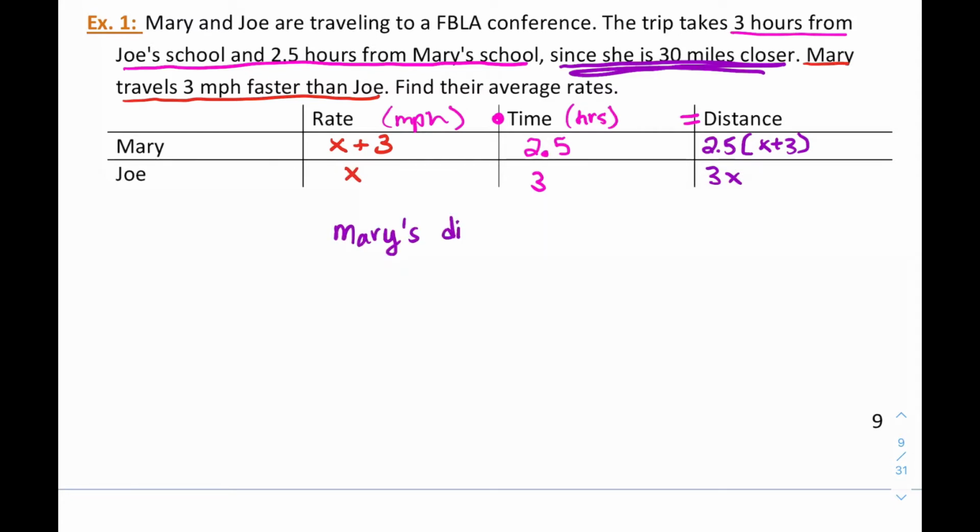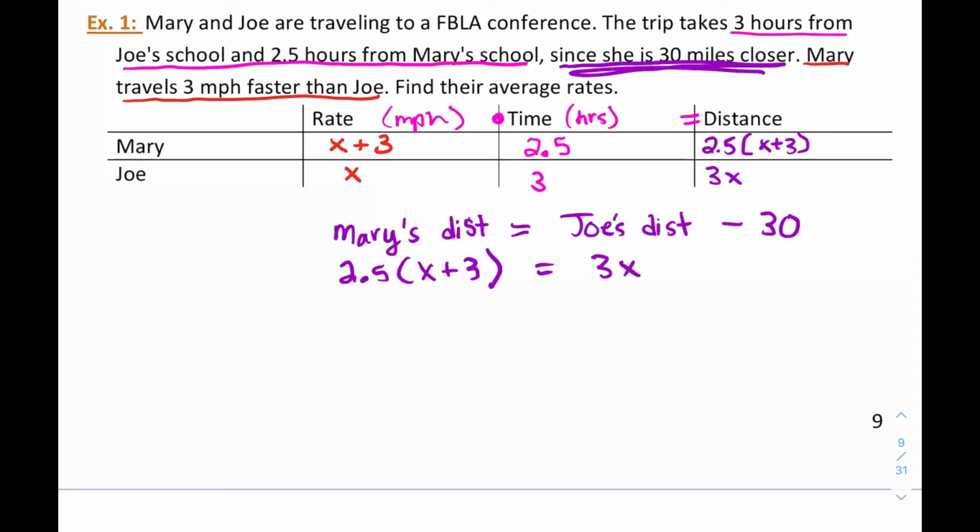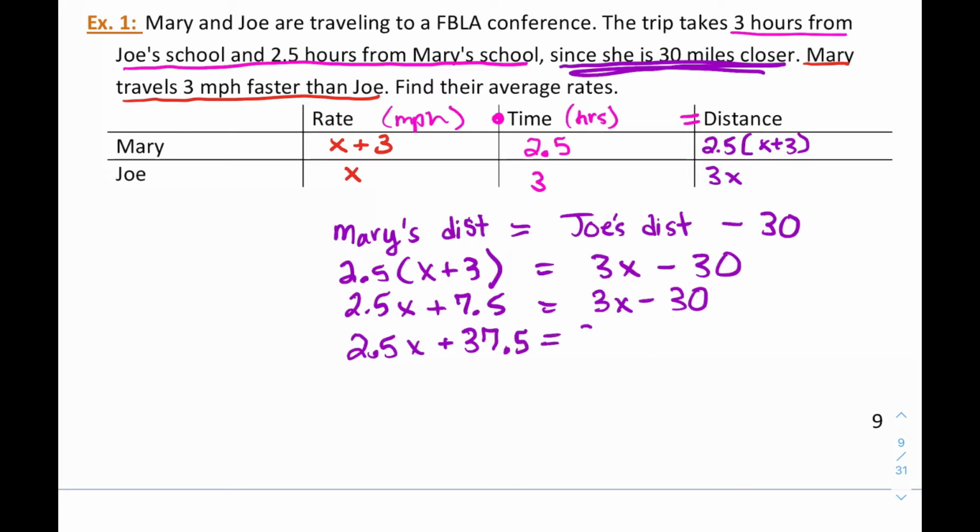Another fact I know is Mary's distance is 30 miles less than Joe's because she is 30 miles closer. So if I set up an equation and fill in my expressions that I got for Mary's and Joe's distances, these two things should be equal and I should be able to solve for x. So I'll distribute my 2.5 in, and then I'm going to add 30 to both sides, subtract my 2.5x, and then divide by 1/2, or just multiply by 2, and I'll get x is 75.